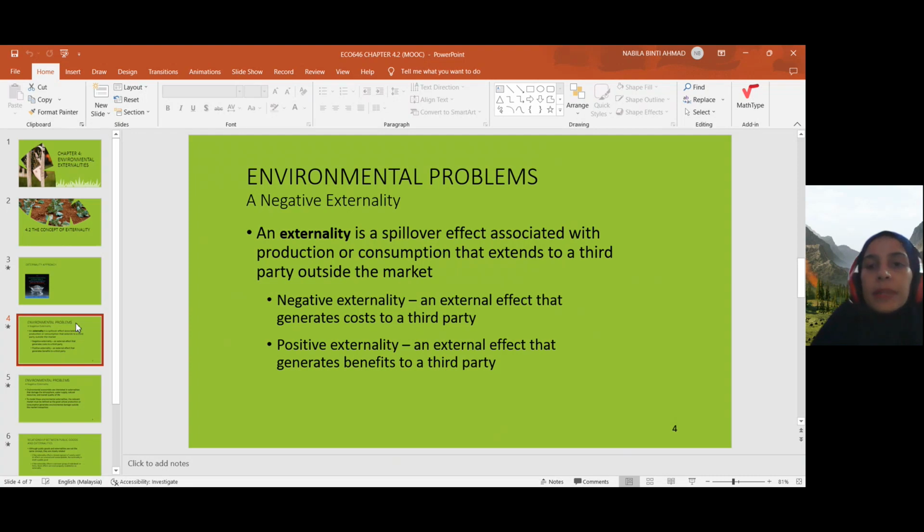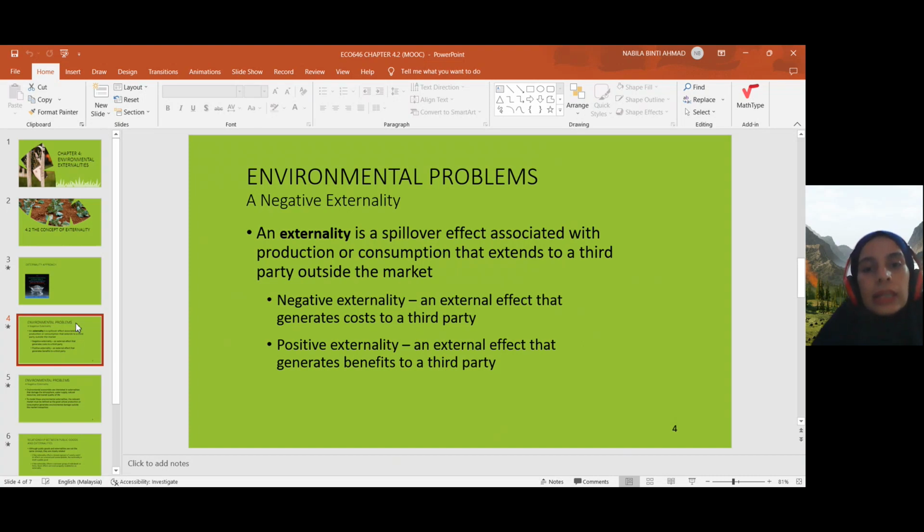So it is a spillover effect associated with production or consumption that extends to a third party outside the market. So it is actually residual, anything that is the balance of or the residuals of our activities, production and also consumption activities, that is called externality. So it has negative and positive externality.